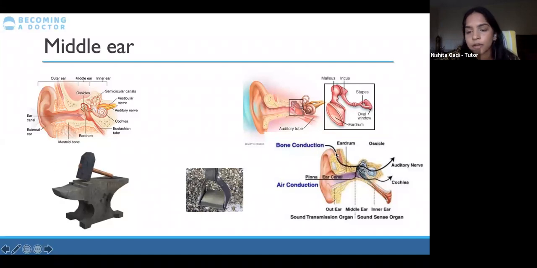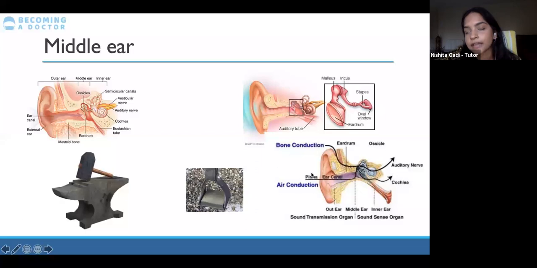Sorry, the picture is not very clear, but the sound travels through the temporal bone. It travels via conduction to the cochlea directly, which is the inner ear, and then that's how sound is heard. So this normal air conduction and amplification of the sound doesn't happen.